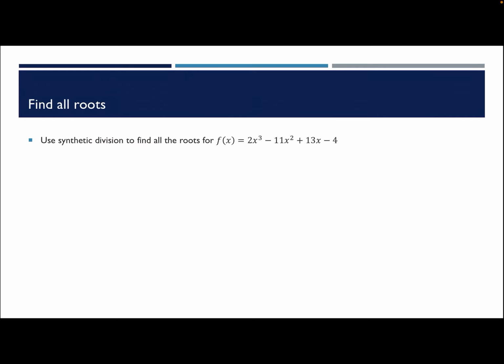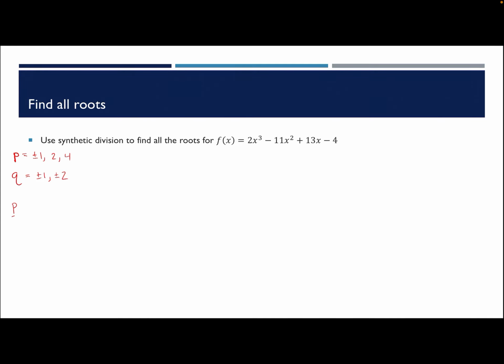So we need to use synthetic division to find all of the roots for 2x cubed minus 11x squared plus 13x minus 4. So first, let's do our P over Q list. We know P is going to equal the factors of 4. So that's plus and minus 1, 2, and 4. And for Q, the factors of 2 are going to be plus and minus 1 and plus and minus 2.